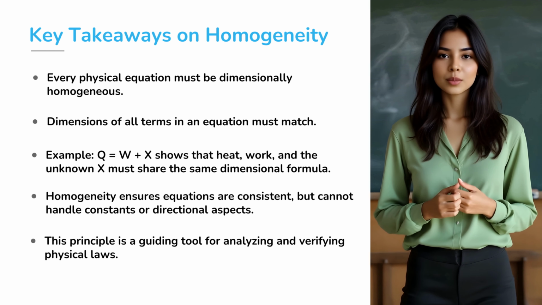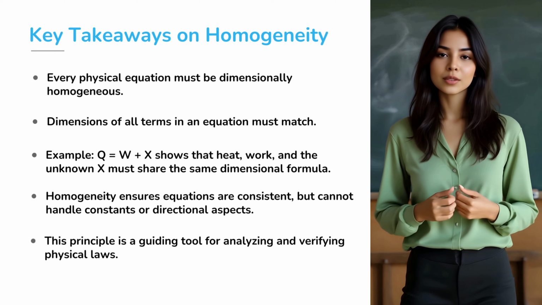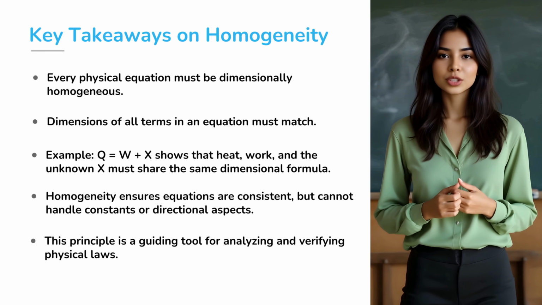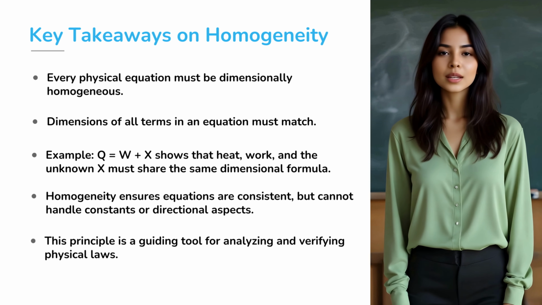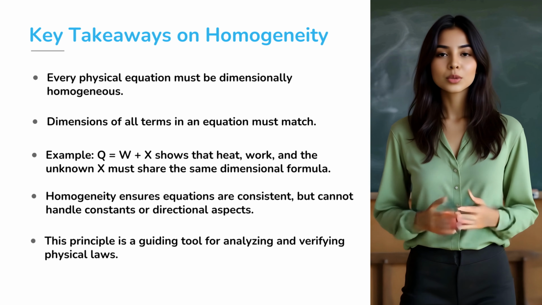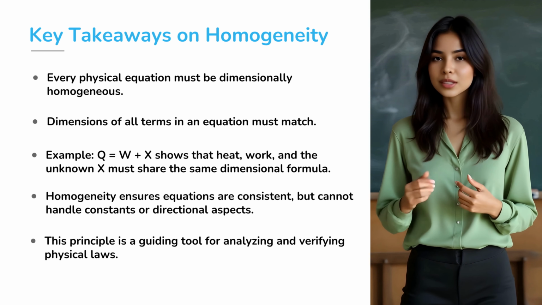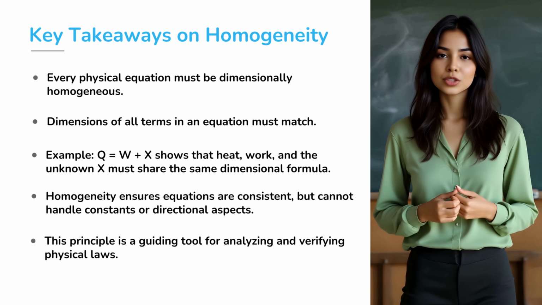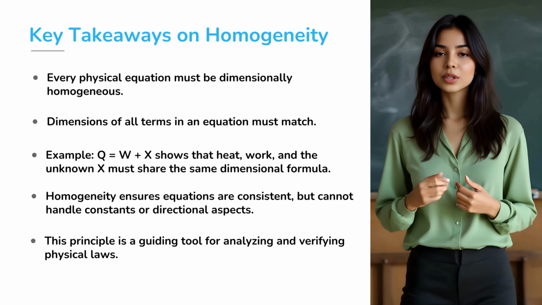Let's quickly recap what we've learned. The principle of homogeneity says that every equation must be dimensionally homogeneous, meaning all terms in the equation must have the same dimensions. We saw the example Q equals W plus X, where Q is heat, W is work, and X must also have the dimensions mL squared T to the power minus 2. This principle is extremely useful for checking equations, deriving new relations, and converting units.